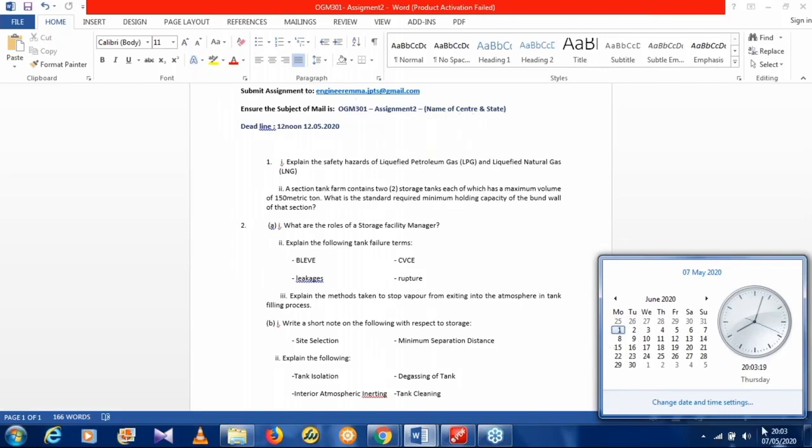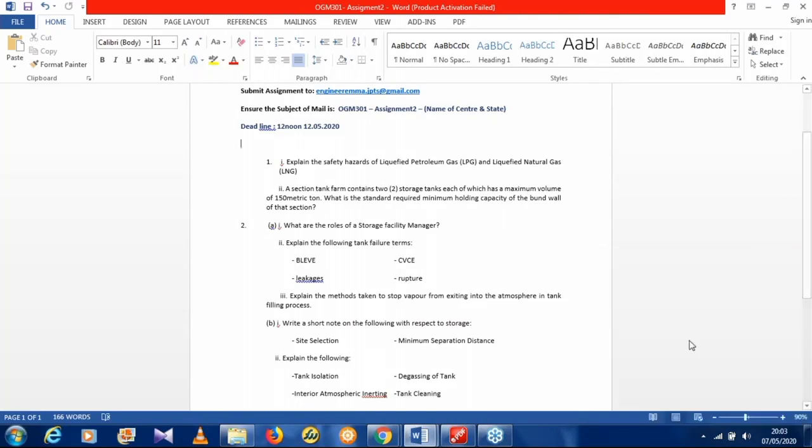If you make use of a different subject other than this, what is likely to happen is that your assignment will not be seen, because when we are sorting it out, we will make use of the subject.